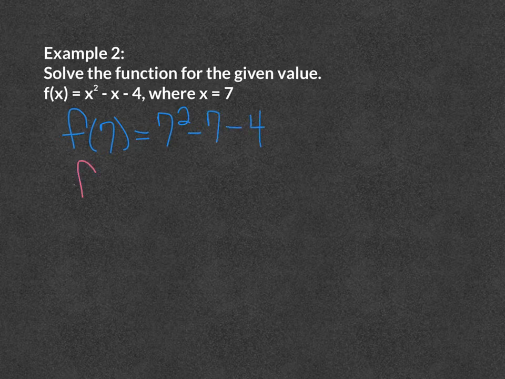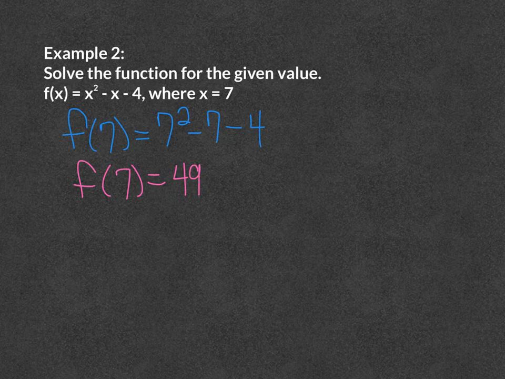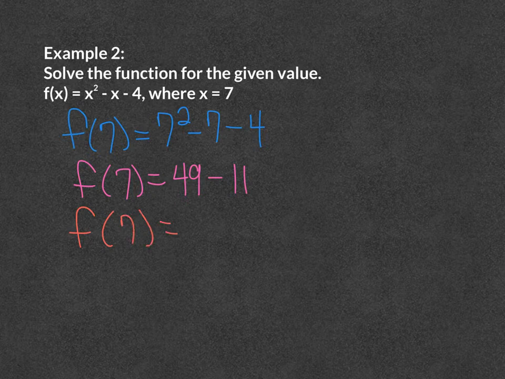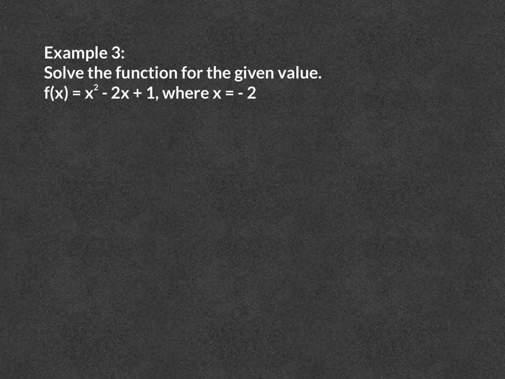I'm going to bring down f of 7 equals 7 squared is 49. And then negative 7 plus a negative 4 will give me a negative 11. I'm going to bring down f of 7 equals 49 minus 11 will give me 38. So the value of this function when x equals 7 is equal to 38.